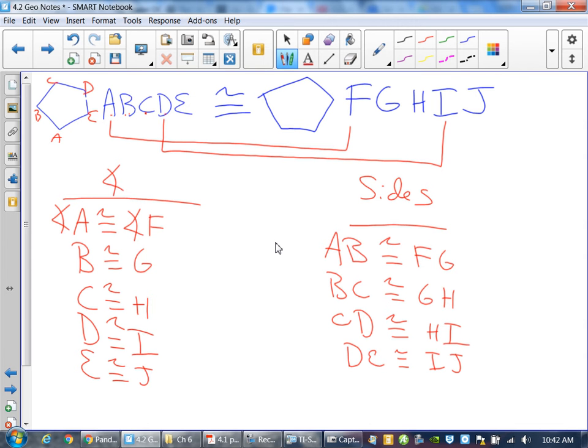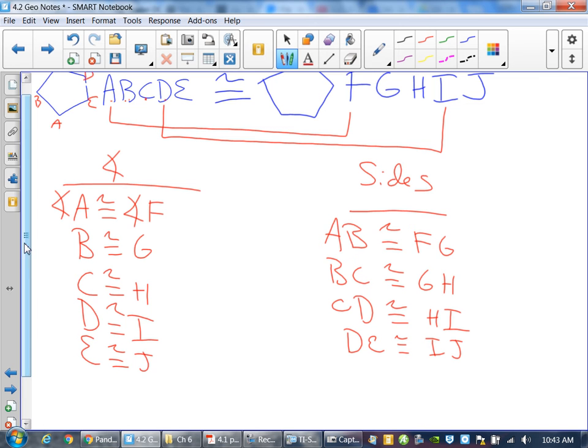If I say AE, what would the other one have to be? AE would have to be FJ. But if I say EA, that's where you gotta be careful. Okay, that's where you gotta be careful. If I said EA, you can do that too. EA would have to match up with JF, very good. Yeah, that's all it is. You just have to make sure you put your letters in the right order.